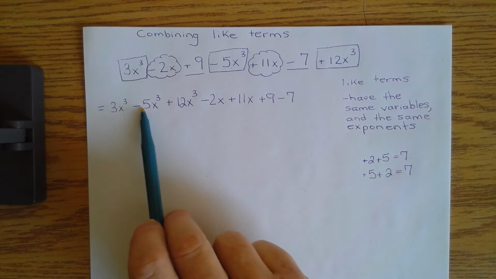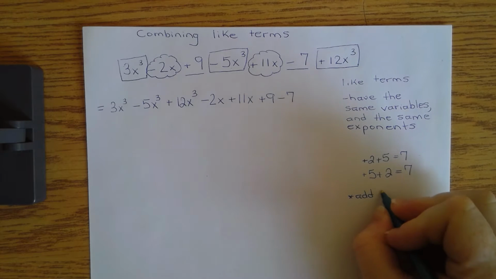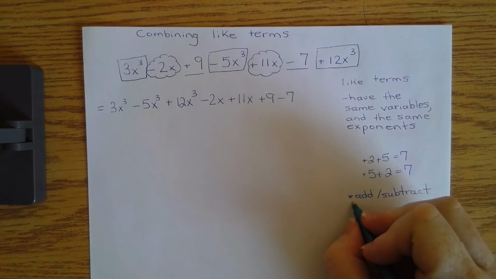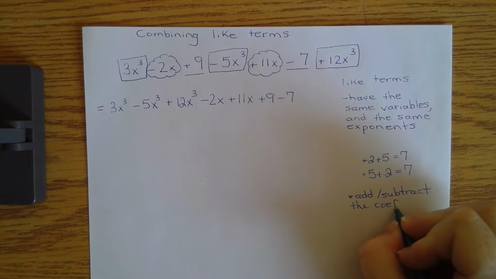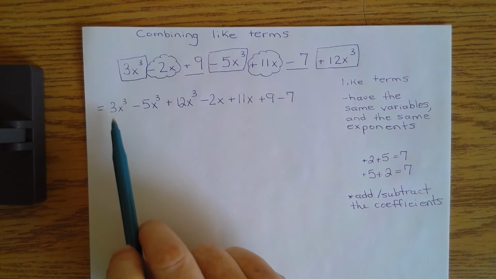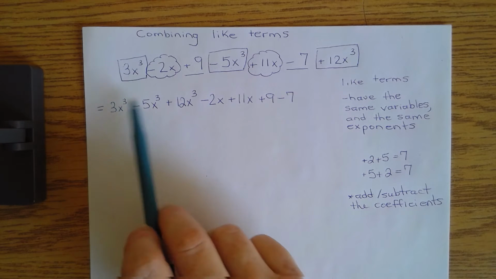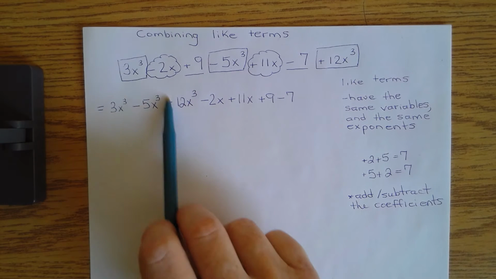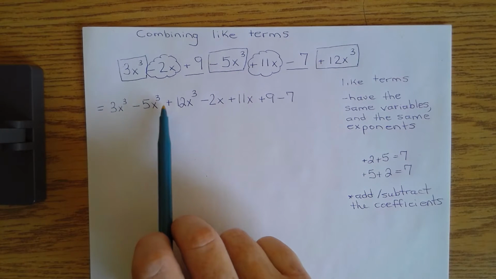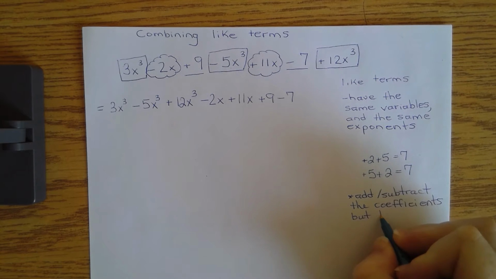When I add like terms, the rule is that you add and subtract the coefficients, but the variables stay the same. The reason for this is that the variables are just replacing words. If you had 3 apples and then you gave away 5 apples and you got 12 apples back, the apples are the thing that you're talking about. Here we're talking about 3 of these x cubes minus 5 of these x cubes plus 12 of these x cubes. So we add and subtract the coefficients, but the variables stay the same.